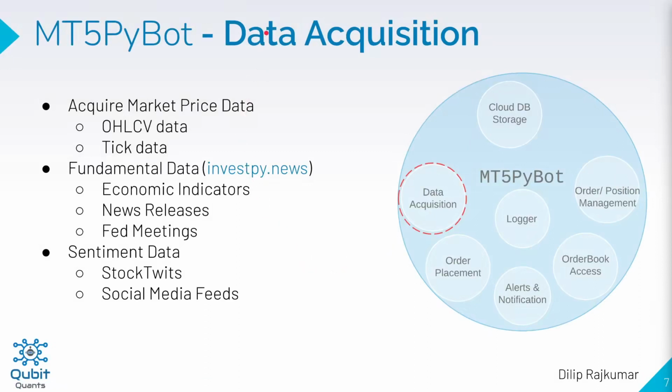So in the data acquisition section, we have the functions that deal with the acquisition of market price data. This could be like OHLCV data, open, high, low, close, volume, or tick data directly from the MT5 server. Of course, you can get tick data from other data vendors as well for your strategy needs. We also have various economic calendar events like the timings of various news releases or speeches by the Fed chair, Mr. Jerome Powell, which we acquire using this investpy.news Python library.